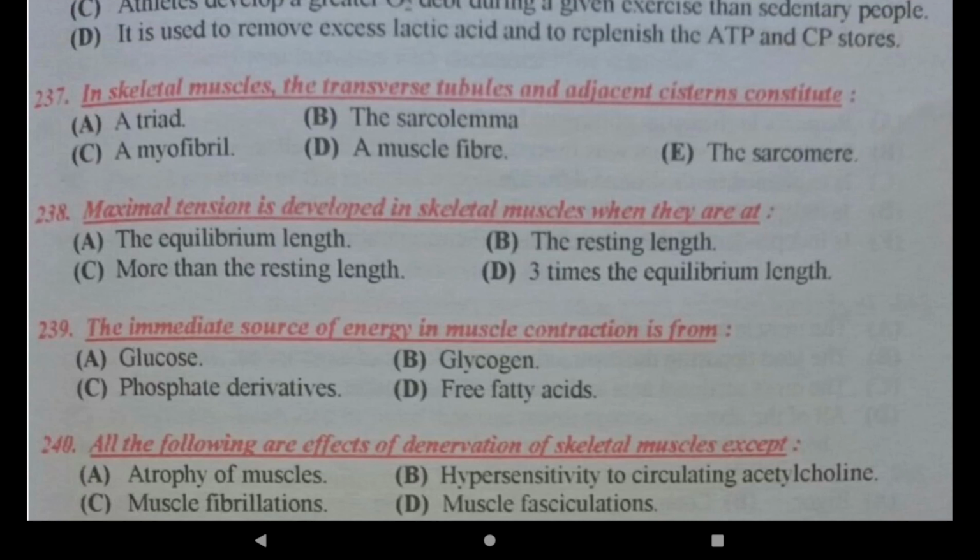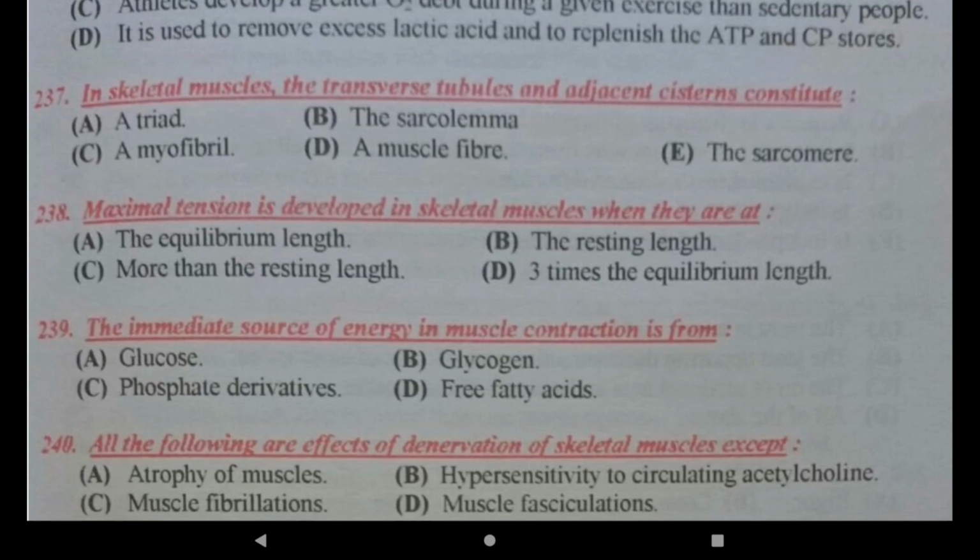We go to 236, 239. Immediate source of energy in the muscle contracting is in the form of A. glucose, B. glycogen, C. protein derivatives, D. free fatty acids. Sorry, the most correct answer is phosphate derivatives.